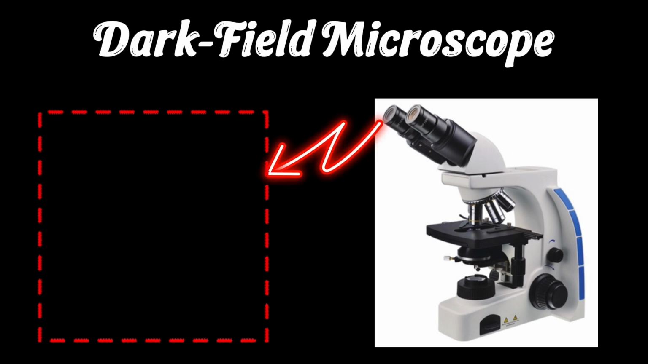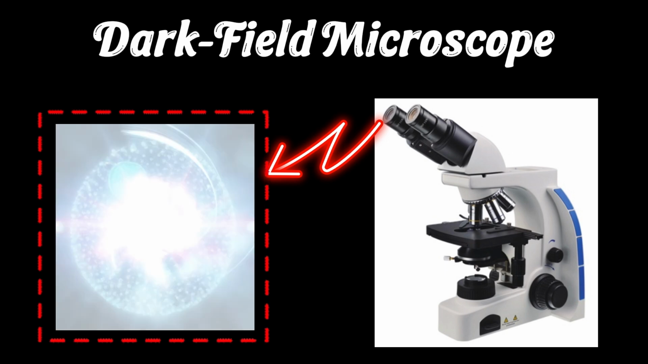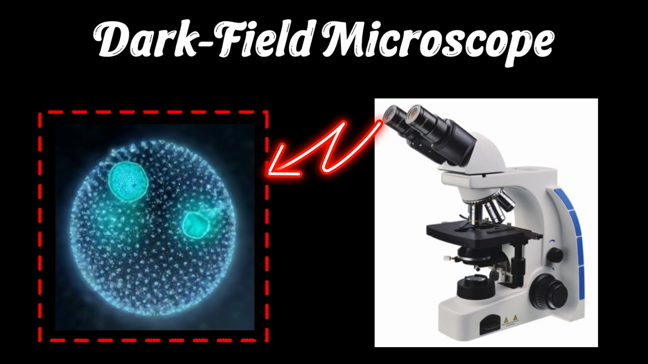Before we follow the ray diagram, let's first understand why it is called a dark field microscope. In this microscope, the background, or field of view, appears completely dark, while the specimen appears bright. This happens because only the light reflected and scattered by the specimen reaches the objective lens, whereas the direct transmitted light is prevented from entering it. That is why it is called a dark field microscope.